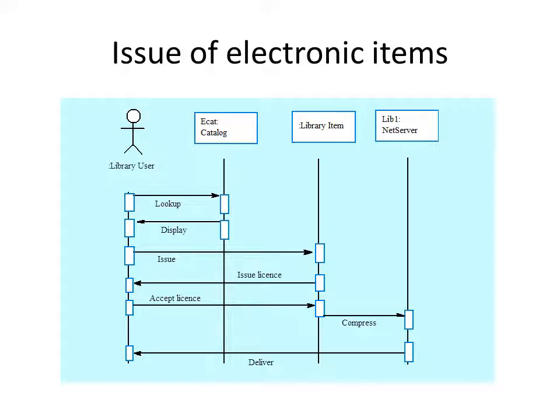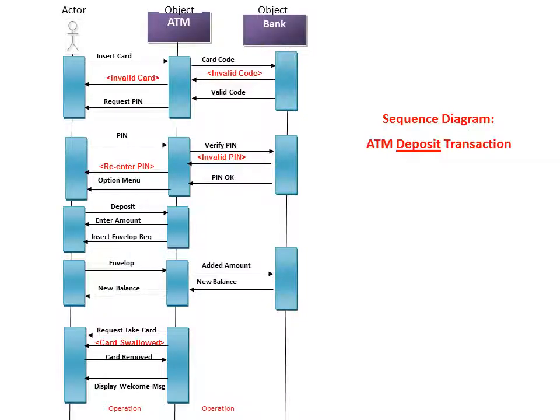So the order of functions that should be executed in order to issue an electronic item is going to be like this: first lookup, then display, issue license, accept license, compress, and deliver. This is the order that should be executed in order to issue an electronic item.